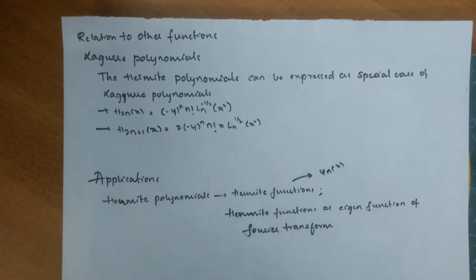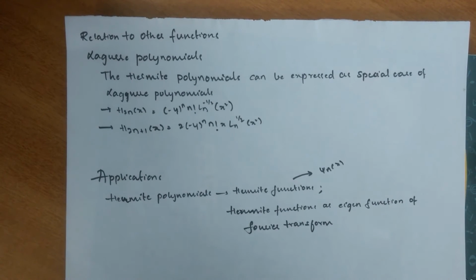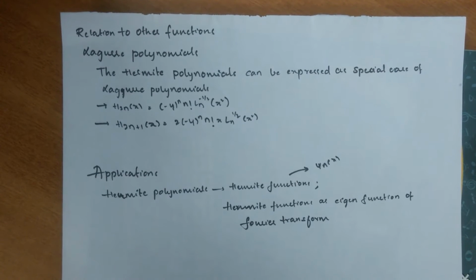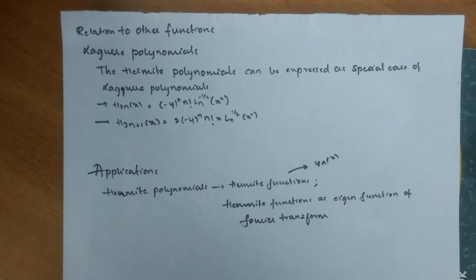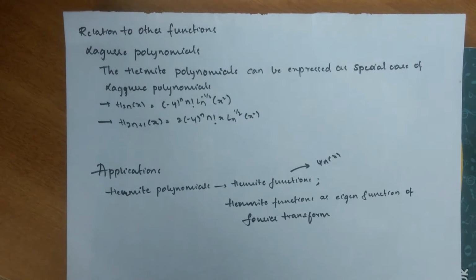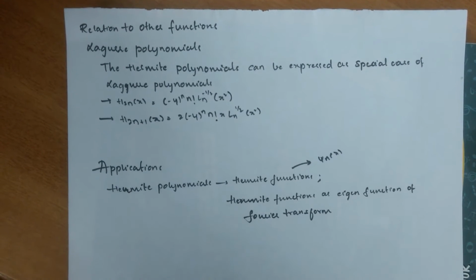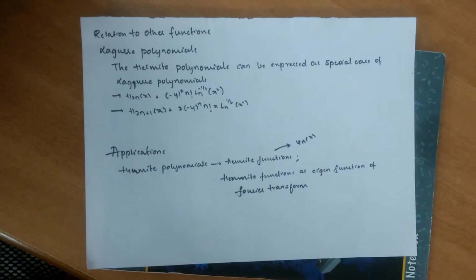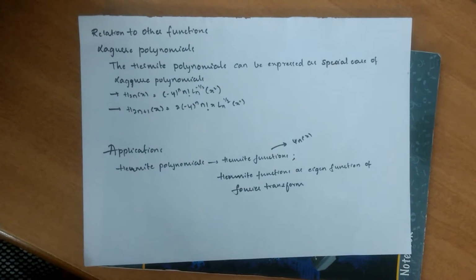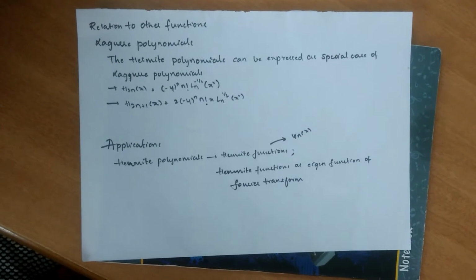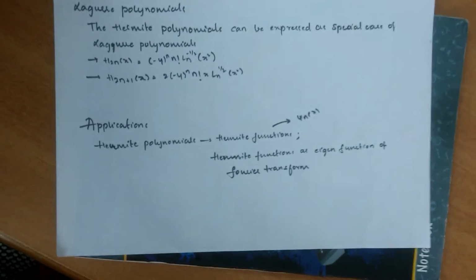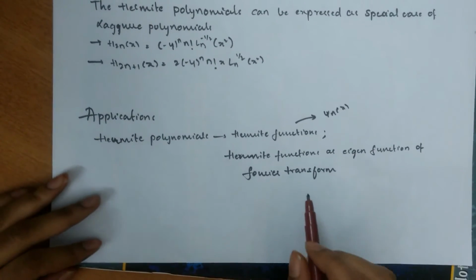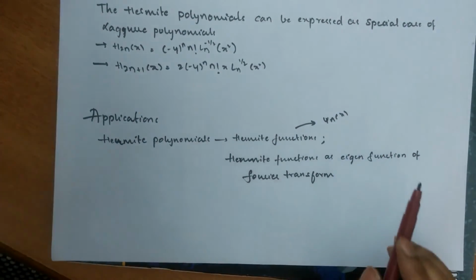A relation of Hermite polynomials to other functions. Laguerre polynomials. The Hermite polynomials can be expressed as a special case of Laguerre polynomials. That is, H_2n(x) equal to (-4)^n n! L_n^(-1/2)(x²). And there is also another, H_(2n+1)(x) equal to 2 (-4)^n n! x L_n^(1/2)(x²). There are also applications of Hermite polynomials. They are Hermite functions, and Hermite functions are eigenfunctions of the Fourier transform. Hermite functions are represented as phi_n(x).